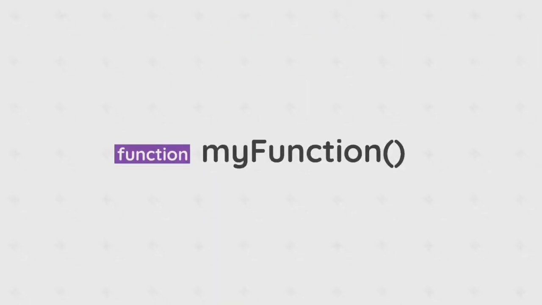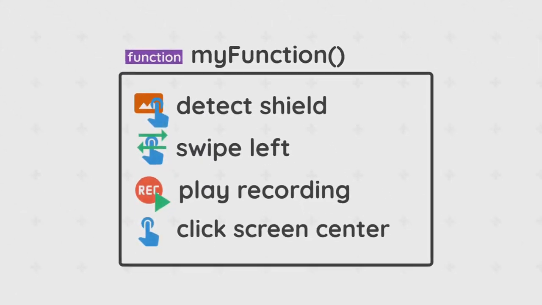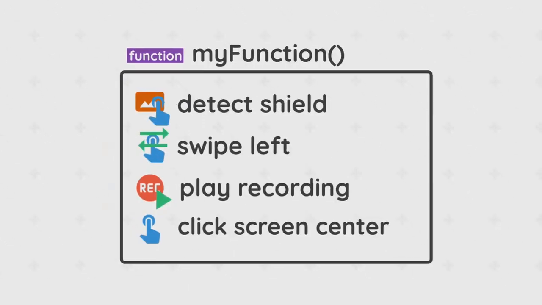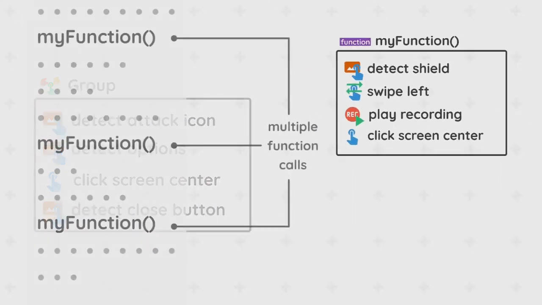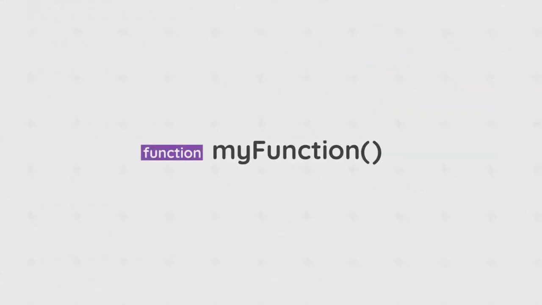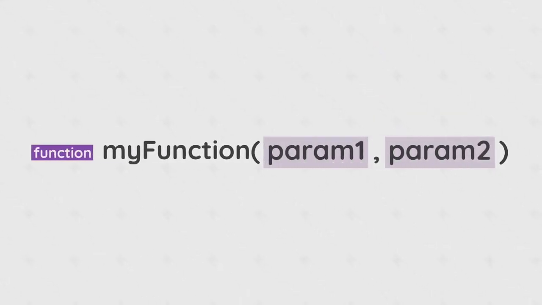Next, we'll look at functions. Functions are simply tasks that carry out a certain purpose or activity. They are a little bit like groups, but can be defined once and be carried out at multiple places in our macro. They also let us pass values and variables to them in the form of parameters to further modify the behavior of the function.